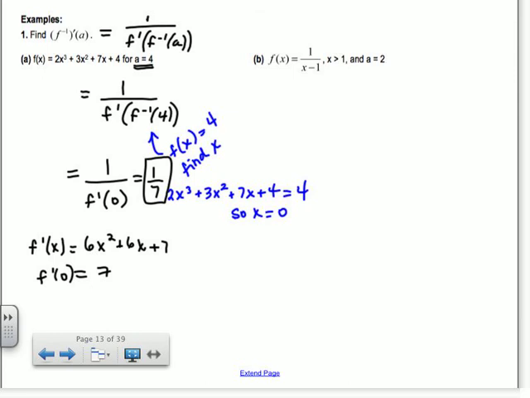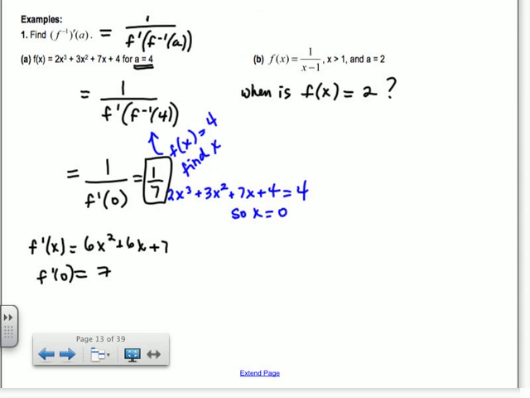Okay, if you at least know that x is 0, this will be easy. You just find f prime of 0. Take the reciprocal. That's it. Okay, so looking at this one, we know we're going to have to find when f of x is equal to 2, because that's telling us what f inverse of 2 is equal to.